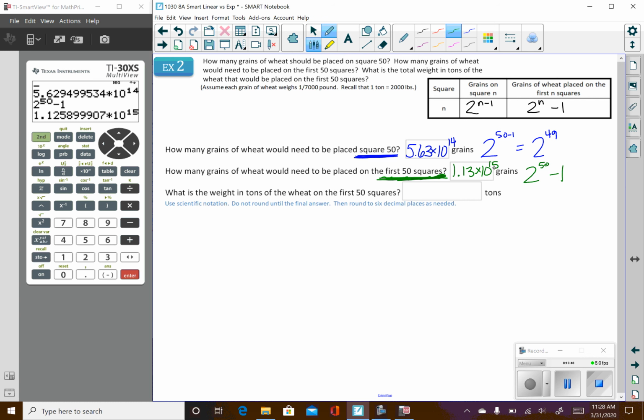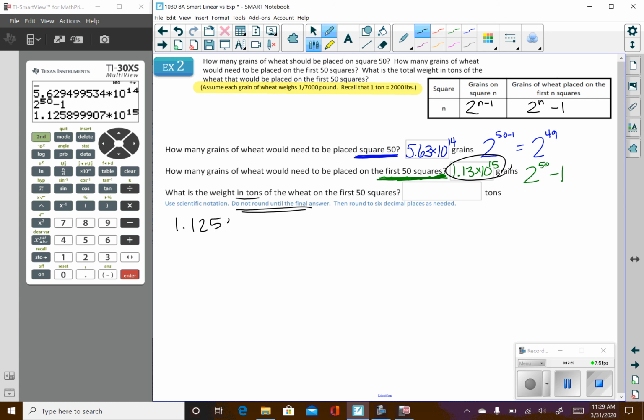Okay, the last one is about the weight of the grain. So in the original question, it'll give you a little bit of information about converting. So it says each grain of wheat is 1/7,000th of a pound and a ton is 2,000 pounds. So we're going to use those to get our last answer. What is the weight in tons of the wheat on the first 50 squares? Now, first of all, we don't want to use our rounded answer. We want to use all of the decimal places. So we need to use our full number.